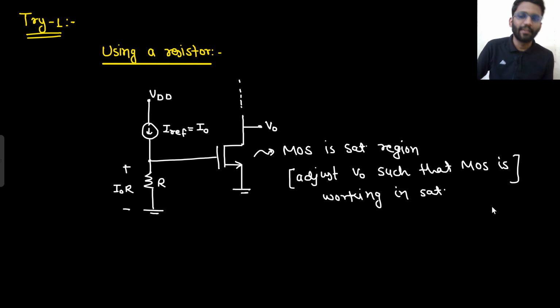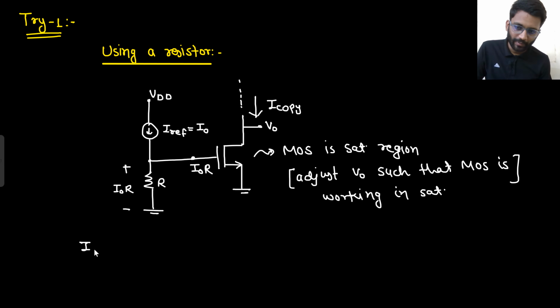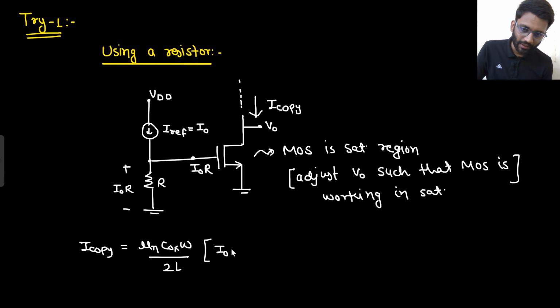So till now, we have already generated a constant current source. We are passing it through a resistance R. With the help of this voltage drop, we are giving it to a MOS, and this voltage drop, that is I naught R, will generate some current that we can call I copy. So let's check what the equation of I copy is. That would be mu n Cox W by 2L times (VGS minus VT) squared. What is your VGS? VGS is I naught R minus VT.